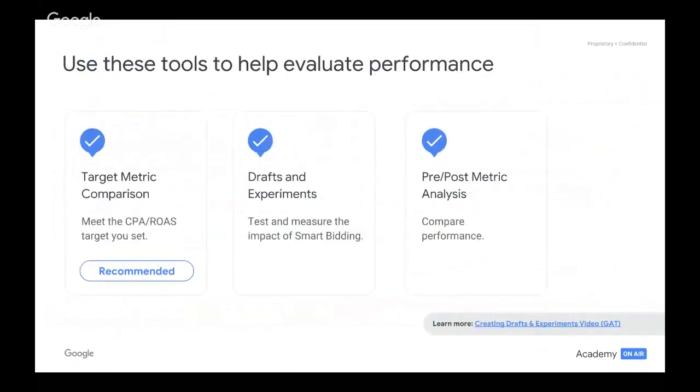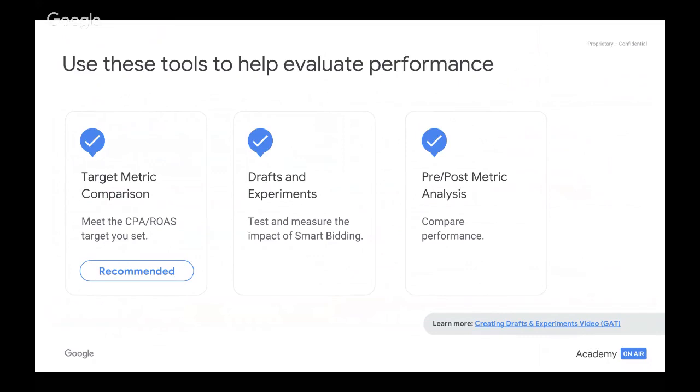So that gives us maybe 3 tools that we can use. The one on the far right is the one I just discussed. It's the pre and post metric analysis. The one thing I would say about that is that there are other factors that will come into play. So maybe a seasonal change or other things in consumer behavior that can impact the difference in results.